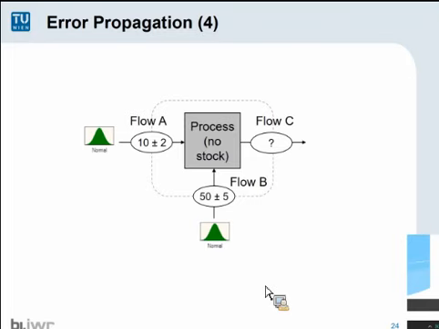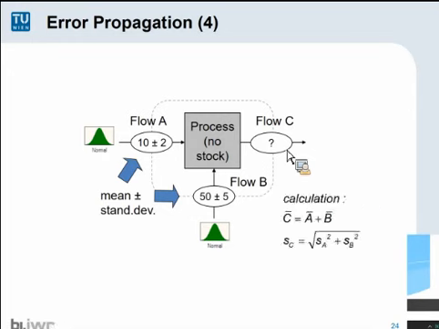Here we have a small model to show you what is going on. Let's say you have two flows going in: 10 plus minus 2, and 50 plus minus 5. When we want to know the mean value and the uncertainty of flow C, the mean value of C is computed by adding up the mean values of A and B. And the uncertainty of C is computed with the law of error propagation that I showed you in the previous slide.